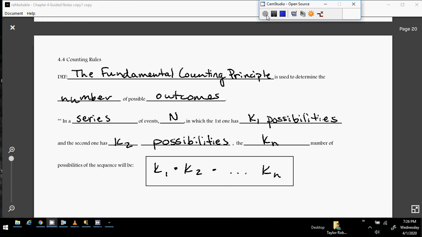Hey guys, back again. Looking at 4.4 of the counting rules, this is a really easy lesson. Hopefully it won't be too difficult for you.